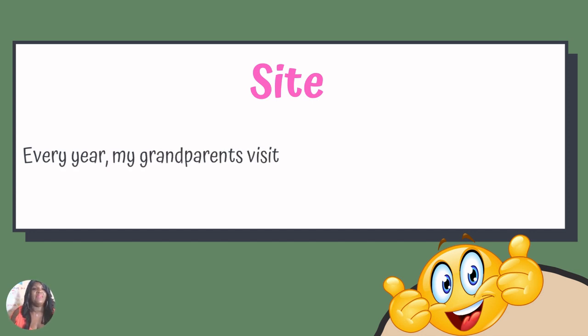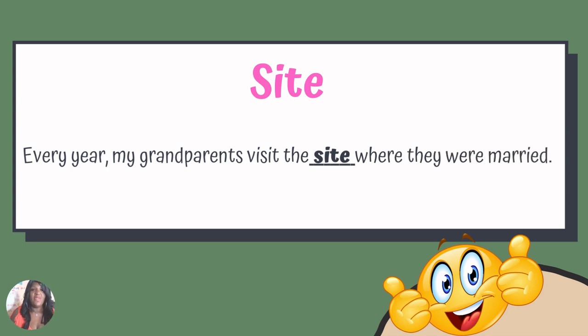Site. Every year, my grandparents visit the site where they were married. Site in this sentence, my grandparents visit the location where they got married. Site, a specific location.